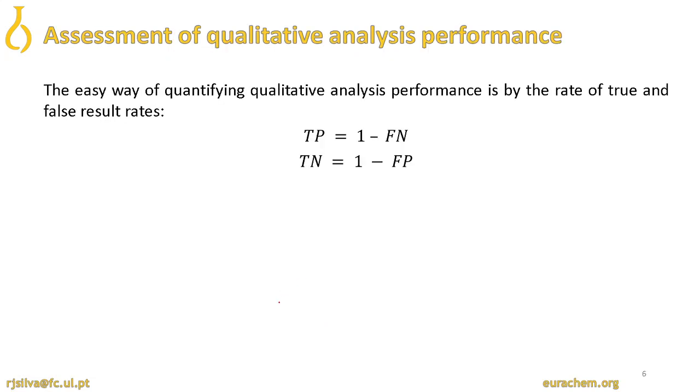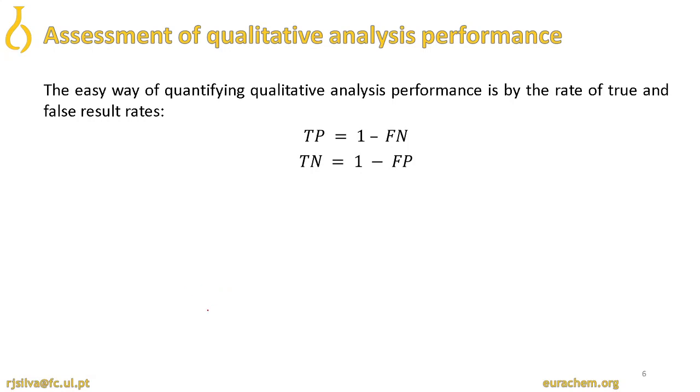And how can we assess the performance of this analysis? So the easy way is to quantify the rates of true and false results. So first you have to decide what is defined as a positive and a negative result. Typically a positive result is when you confirm the presence of your analyte. And the negative is when you don't have the evidence of the presence of that analyte.